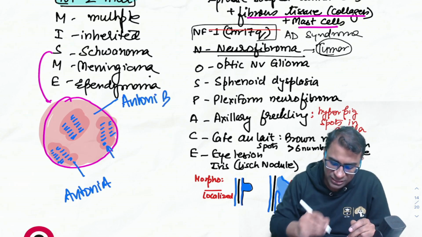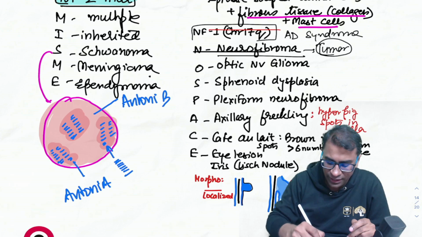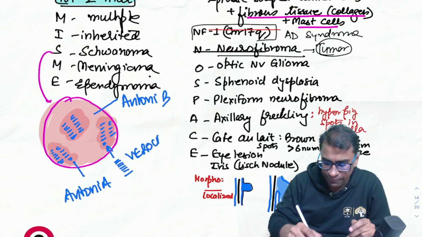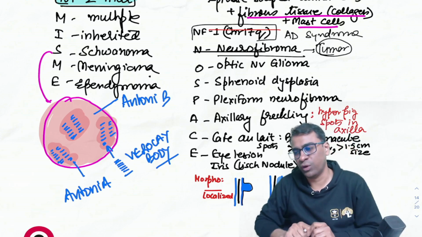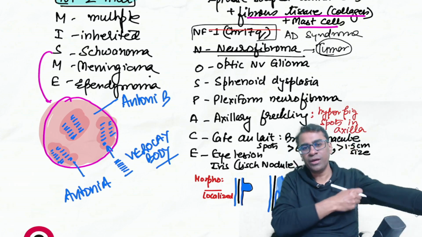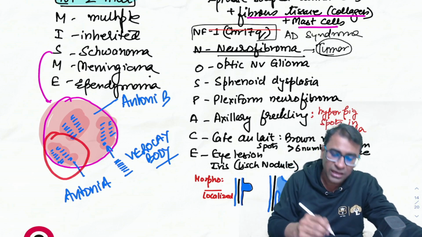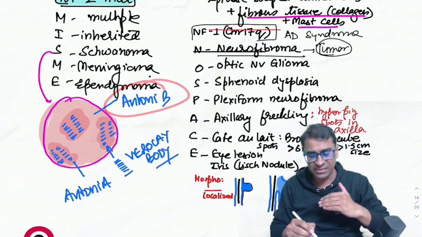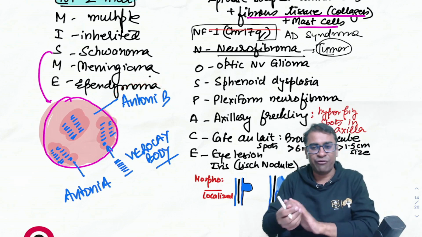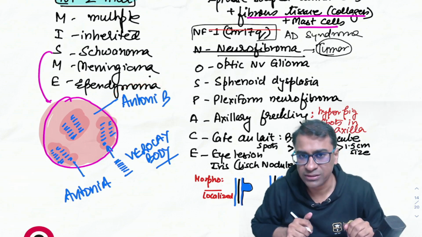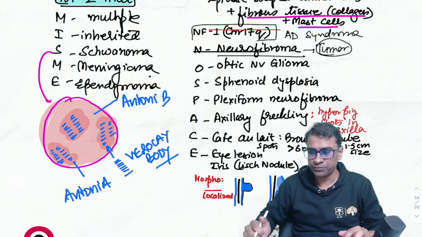And look at the arrangement like this. This is called Verocay body. Very, very important topic, schwannoma. So in schwannoma there is Antoni A with more cells, Antoni B with fewer cells, and the arrangement is referred to as Verocay bodies.